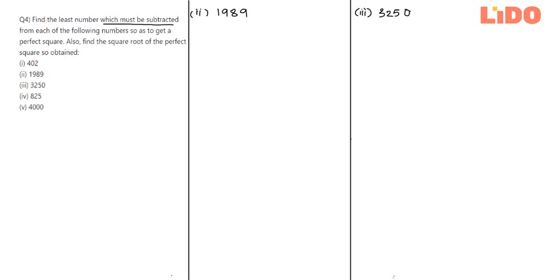In this video we are going to find out which number must be subtracted from each of the following numbers so that you get a perfect square. Also, we need to find the square root of the perfect square that is obtained. In this, you're first going to use the long division method, and then whatever remainder you get, you're going to subtract it from the dividend.